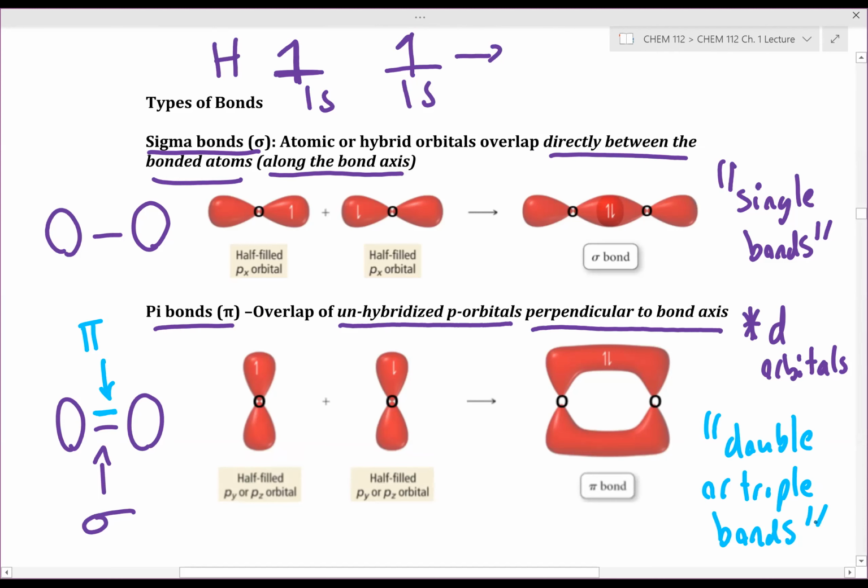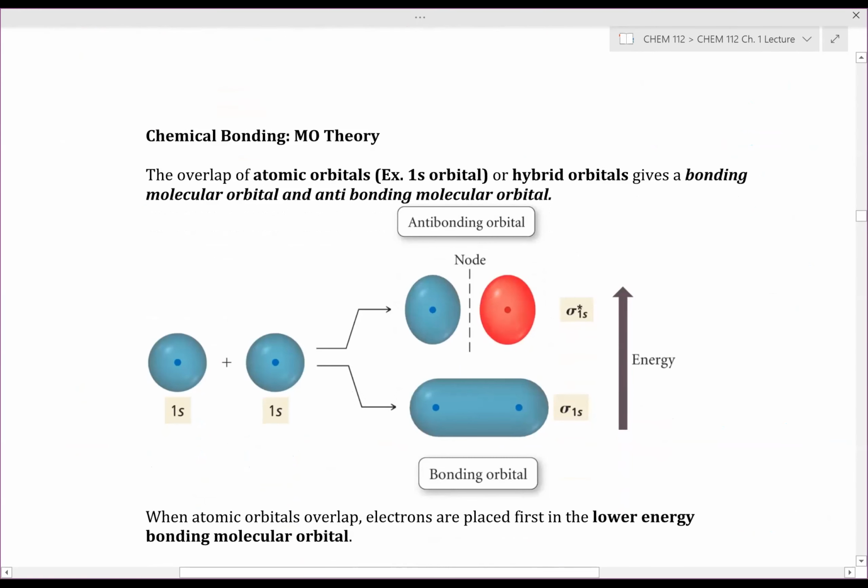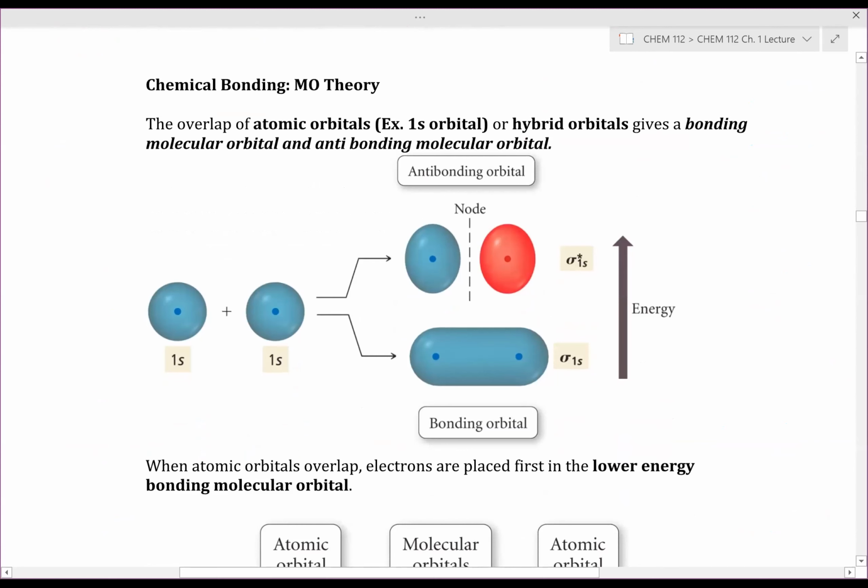Just a mnemonic to keep in mind. Any questions so far? Okay. So with this idea that to form a bond, we need to overlap two half-filled orbitals, we're now going to get to a very critical point that I want you to remember and know how to draw.